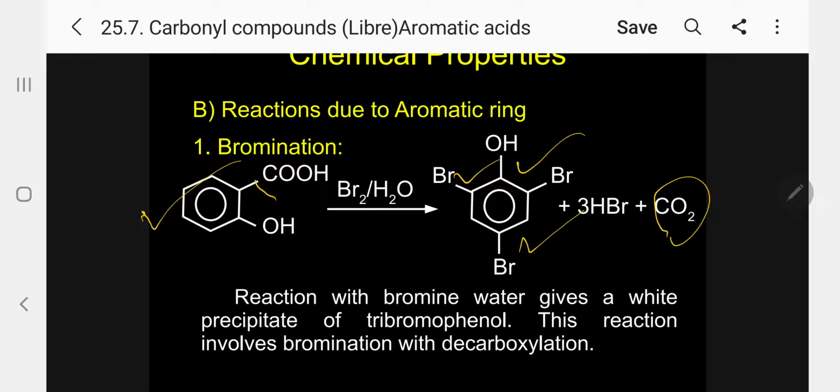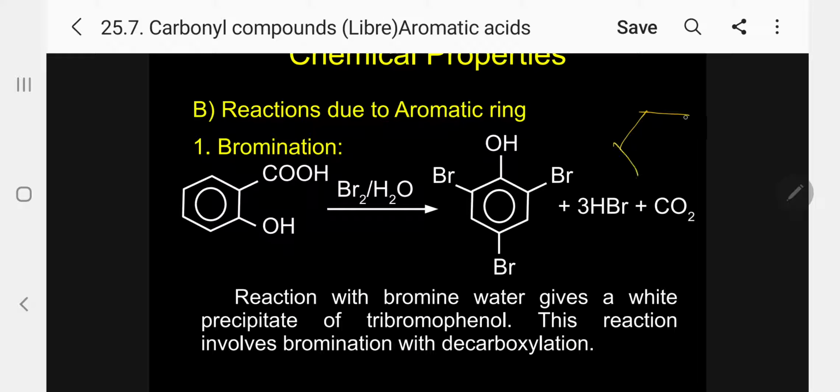Please follow. So this is very, very interesting information. Actually, it is removing COOH and entering to give the more stable product, 2,4,6 dibromophenol. So reaction with bromine water gives a white precipitate of dibromophenol. This reaction involves bromination with decarboxylation. Bromination with decarboxylation. Please, my dear students, understand this.